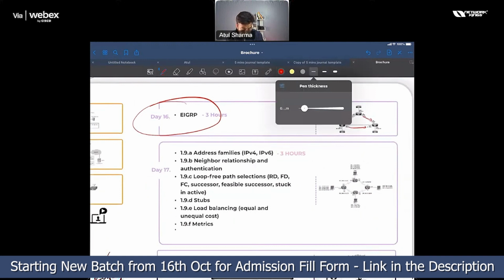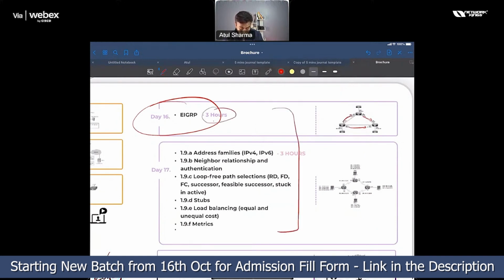And this is not just basic EIGRP. We will cover EIGRP for almost 8 to 10 hours. It is going to be in much detail because you are going to configure all these things in EIGRP, since EIGRP is the main topic.